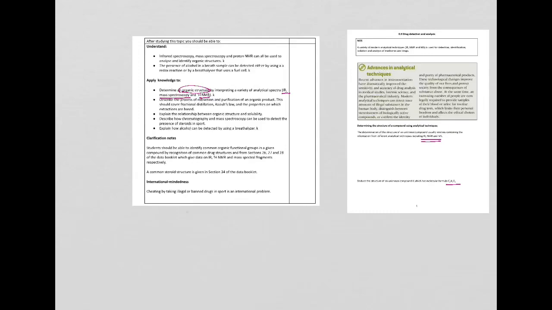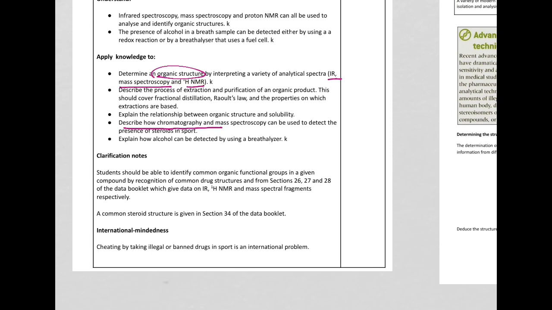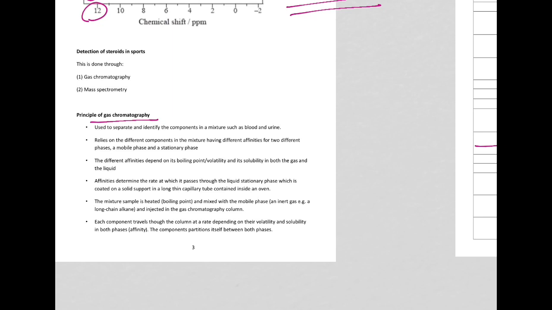The next objective that we'll see is describing how chromatography and mass spectroscopy can be used to detect the presence of steroids in sports. So we have two techniques here. We're going to see these. Let's look at the principles of gas chromatography.